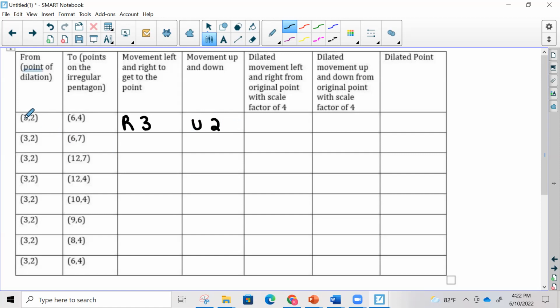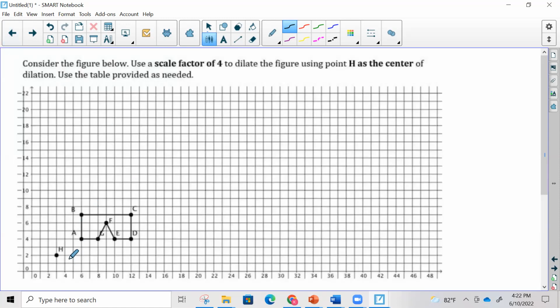And you can also do it here. You can say 3 plus what gives me 6? So that's 3, and 2 plus what gives me 4? You can work on it that way. Okay, but for this one to B, I'm going to say, okay, how far do I go from H to B? So I go 3 to the right, and then up 5. And you always start at this point. So B is 3 to the right, up 5.